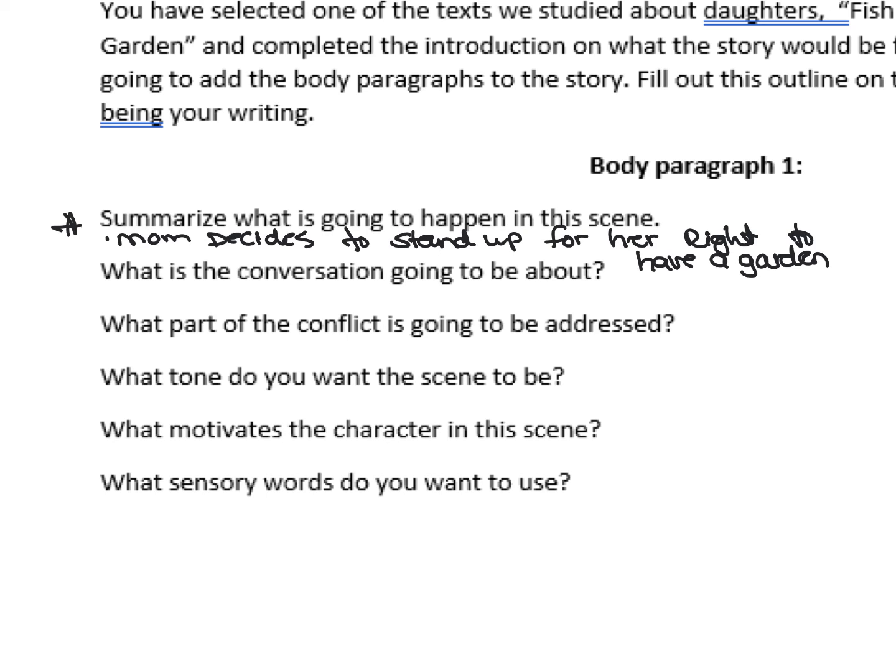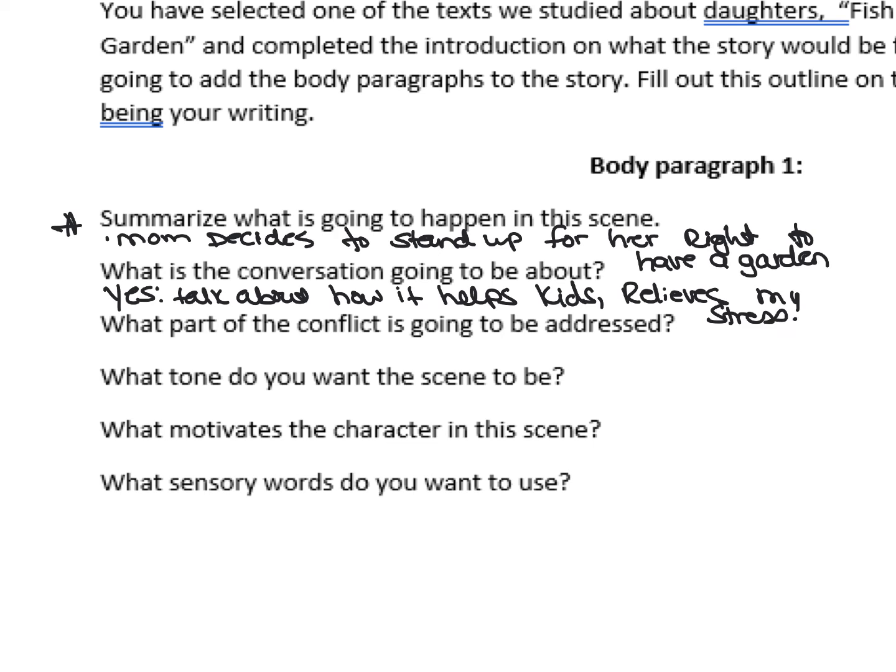Is there going to be dialogue in there? Okay. If so, yes, and talk about how it helps kids, relieves my stress. What that's going to do is it's going to help you go, okay, I need to know what to write next. You're going to look at this brainstorm. Oh, I need to write dialogue about this. Okay. If you're like, I'm not having dialogue in this paragraph, you're going to put nothing.